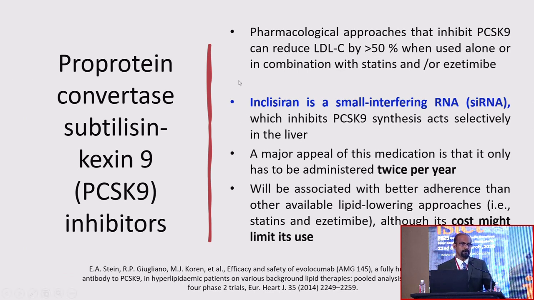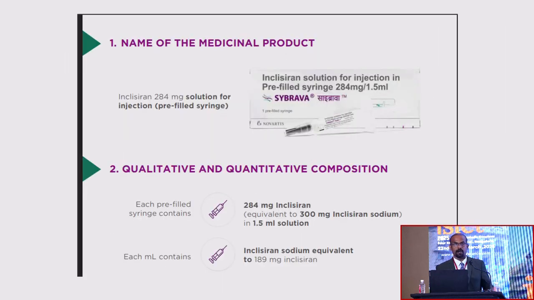This will be reaching the market soon. Inclisiran is a small interfering RNA molecule, and the only advantage is you have to give it two times a year, and it is an injectable molecule. Better tolerance, only problem is the cost.